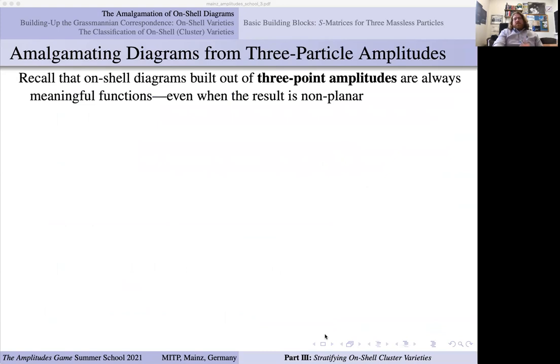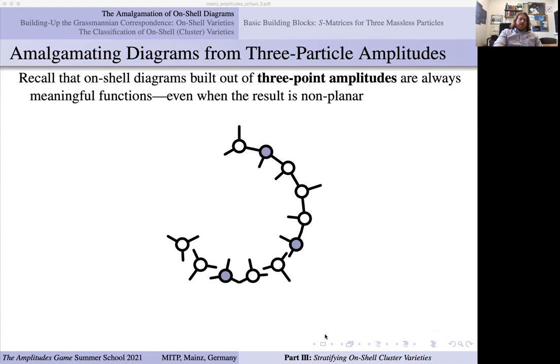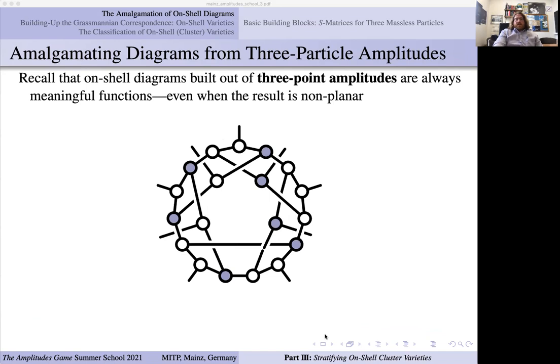So recall that we have these basic formulas for the three particle scattering amplitudes. That means that if we can start gluing them together in complicated ways, the meaning of this kind of on-shell function attached to this diagram is completely determined by the three particle amplitudes that we have. And again, the rule is that you are supposed to multiply them all together and integrate over the on-shell phase space of all the internal lines.